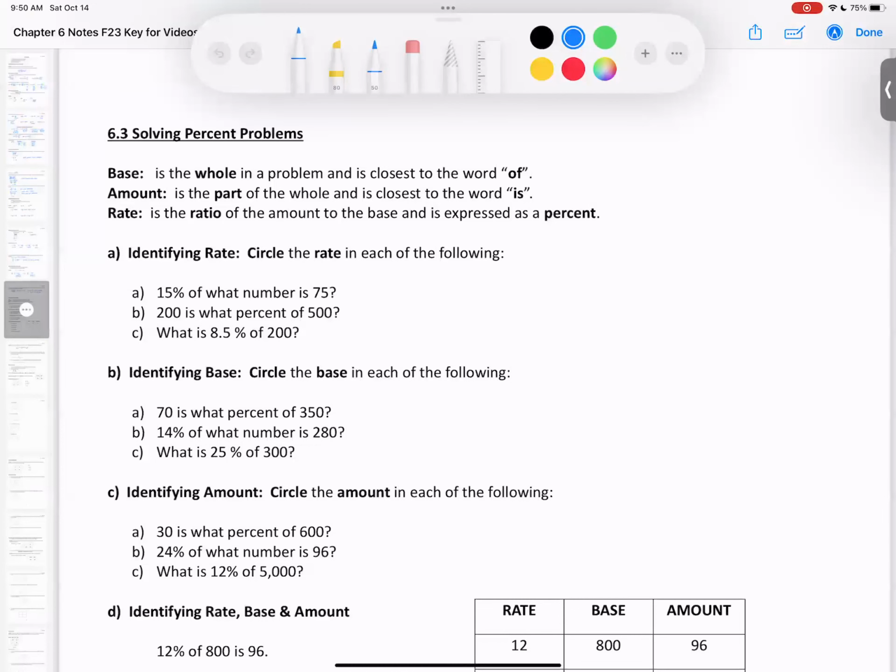Hello, everybody. Let's move into solving percent problems. I have a handy little box to use to help you solve these sorts of problems. Before we get there, let's go over some vocabulary.